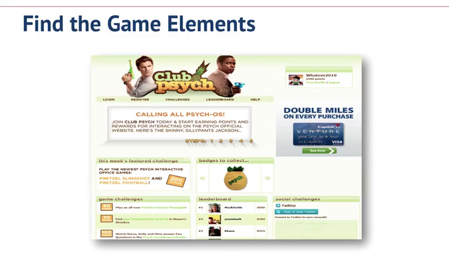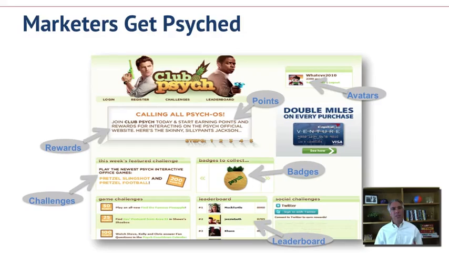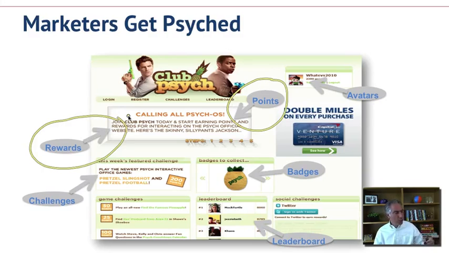So this website uses many of the game mechanics that we've already seen when we introduced the concept. See how many you can find in the screenshot here. As you can see, Club Psych uses many of the game elements that we saw earlier when I showed you Empires and Allies and Chios. So you can do various things that give you points, and ultimately the points earn you rewards.